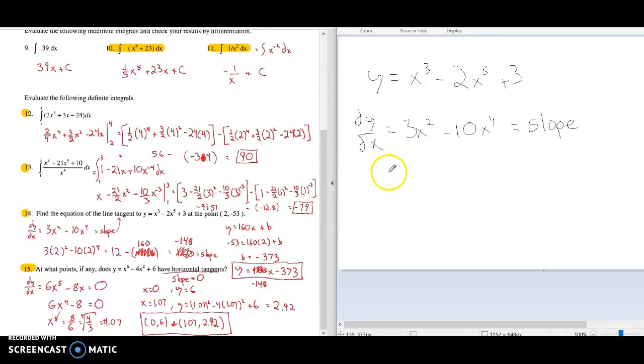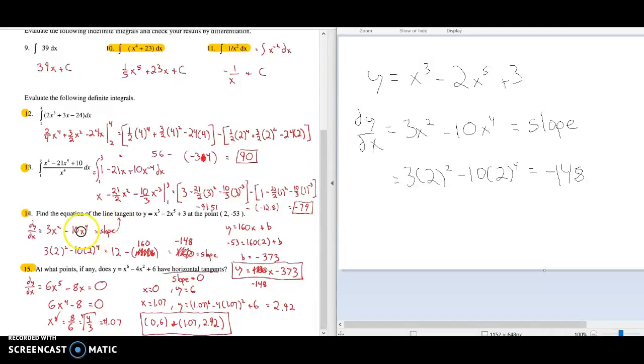And we want to find an equation at a certain point. So this point is at 2 comma negative 53. So the x is 2, so we can plug that in. So 3 times 2 squared minus 10 times 2 to the 4th, which gives us our answer to the slope, which I got, where is it, negative 148 for our slope.